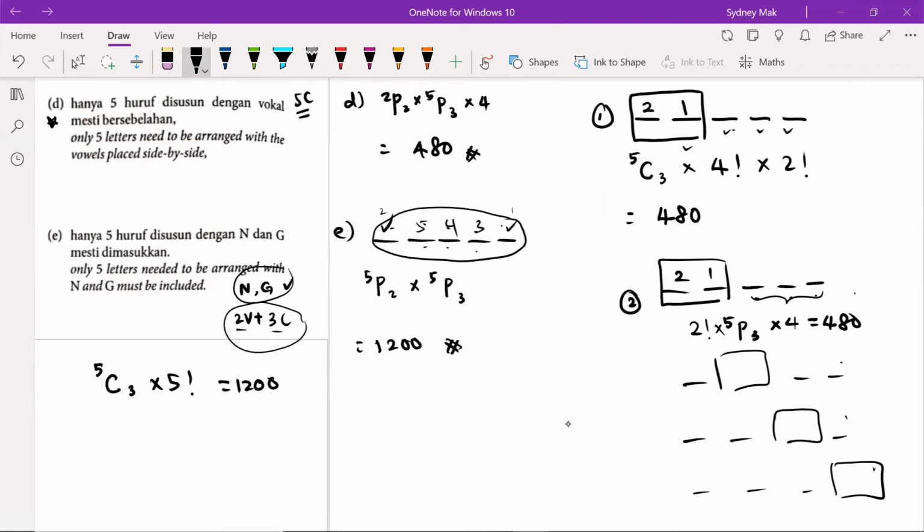So for D and E, I like to use the combination of the combination and permutation. That's it for question number 14.